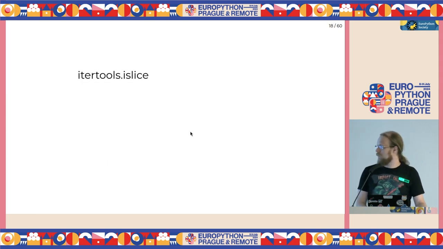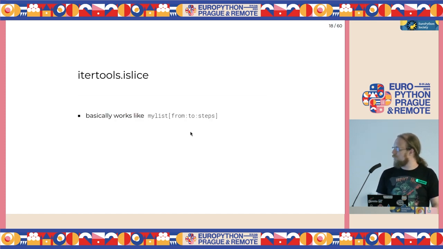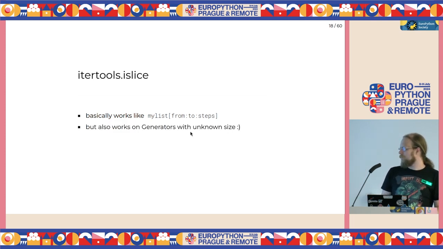Then this might be closest to something new, the islice part from the itertools module. It basically works like this. Many people have already seen this, even in the beginner talk, I would say. But it also works on generators with unknown size, and this makes it really nice to work with. Caveat: it cannot go backwards or use negative indices.